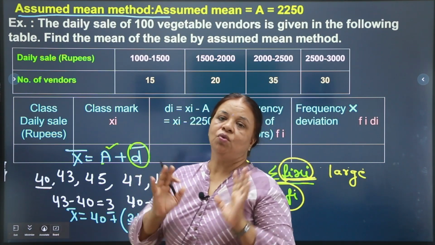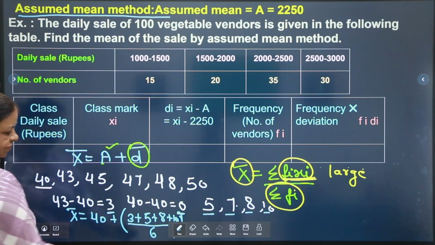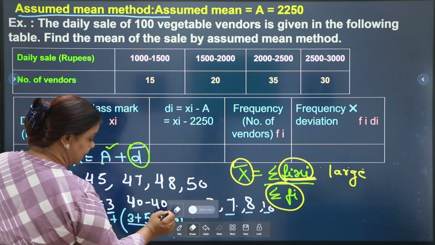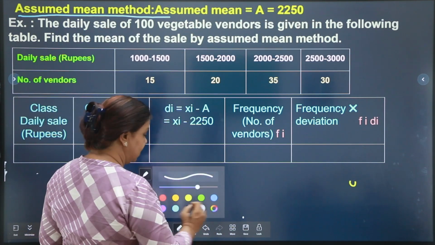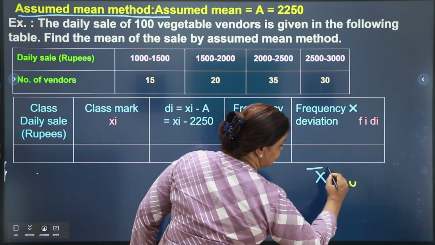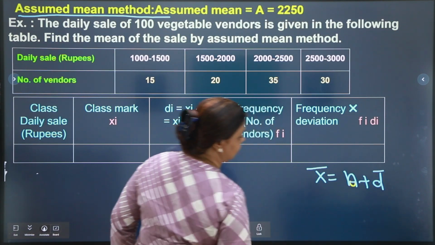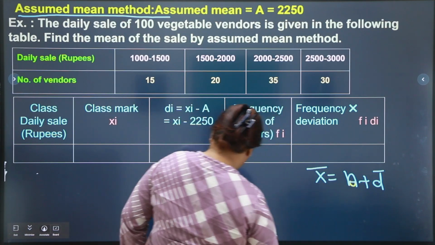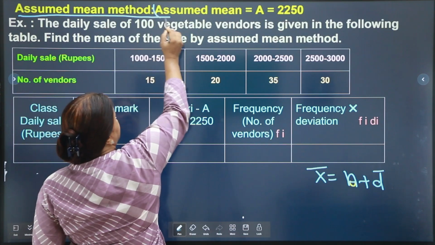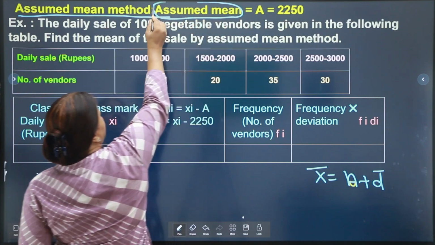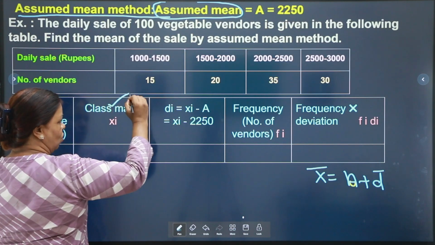Now when we want to use the assumed mean method, which columns should we make use of? Let us study the formula. The formula for the assumed mean is x bar is equal to a plus d bar. What is a? A is the assumed mean. Where do we get the assumed mean from? We get it from the xi column.